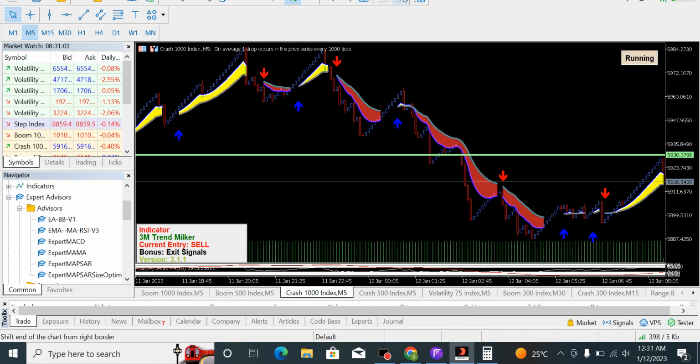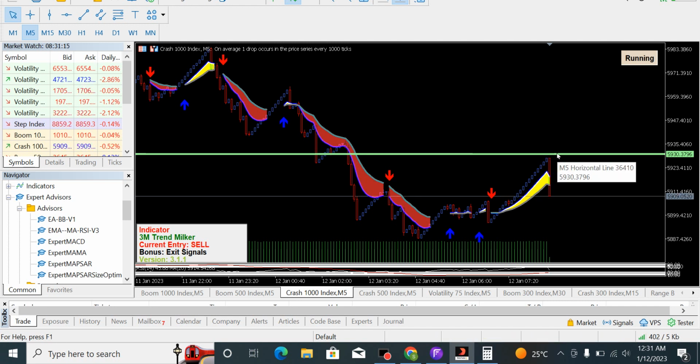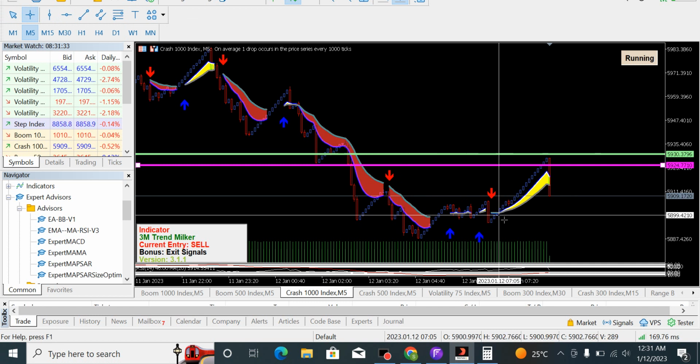This is Crash 1000, and you can see right here it started an uptrend. We got a buy signal and a yellow flag, and you can see you could trade to this region. You can see I already put a horizontal line here, that here is a resistance zone. Once you identify a resistance zone like that, it is always important you pull out of the market before you get to that resistance zone. You should have pulled out around there, and of course that will have given you some good profit at that particular point.